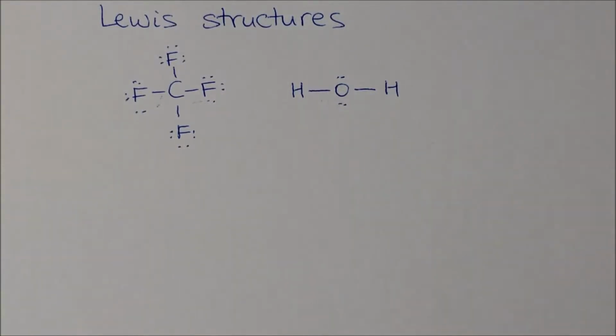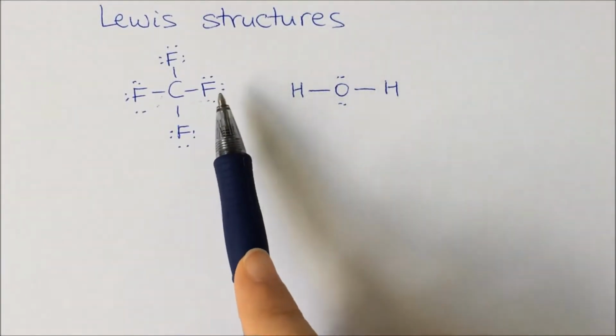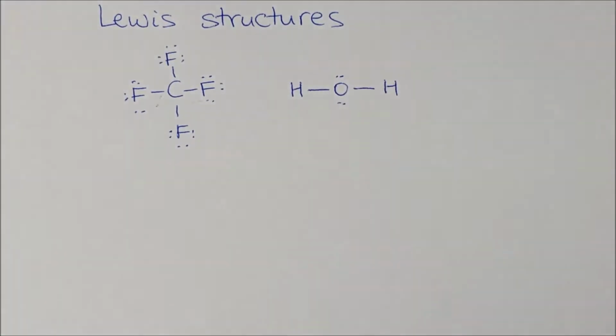Lewis structures are a very useful way of representing covalent molecules in two dimensions. In a Lewis structure, a bonding pair of electrons is represented as a line, and a lone pair of electrons is represented as two dots.